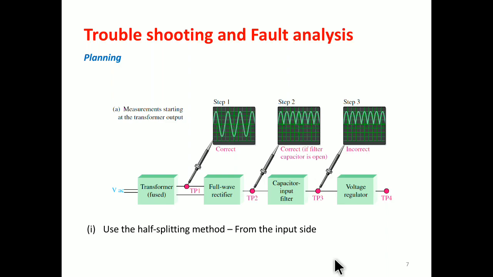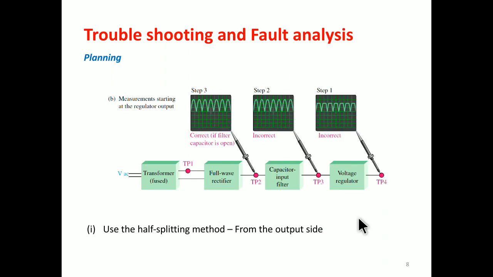So from the tracing, if you go with the three test points from the input side, TP1, TP2, test point 3, if you go with the transformer output, definitely it is correct. When you go with the full wave rectifier, definitely it is correct. But when you go with the capacitor output, that is the filtered output, definitely it is wrong. So my identification of the problem is easily narrowed. So this is the half-splitting method from the input side.